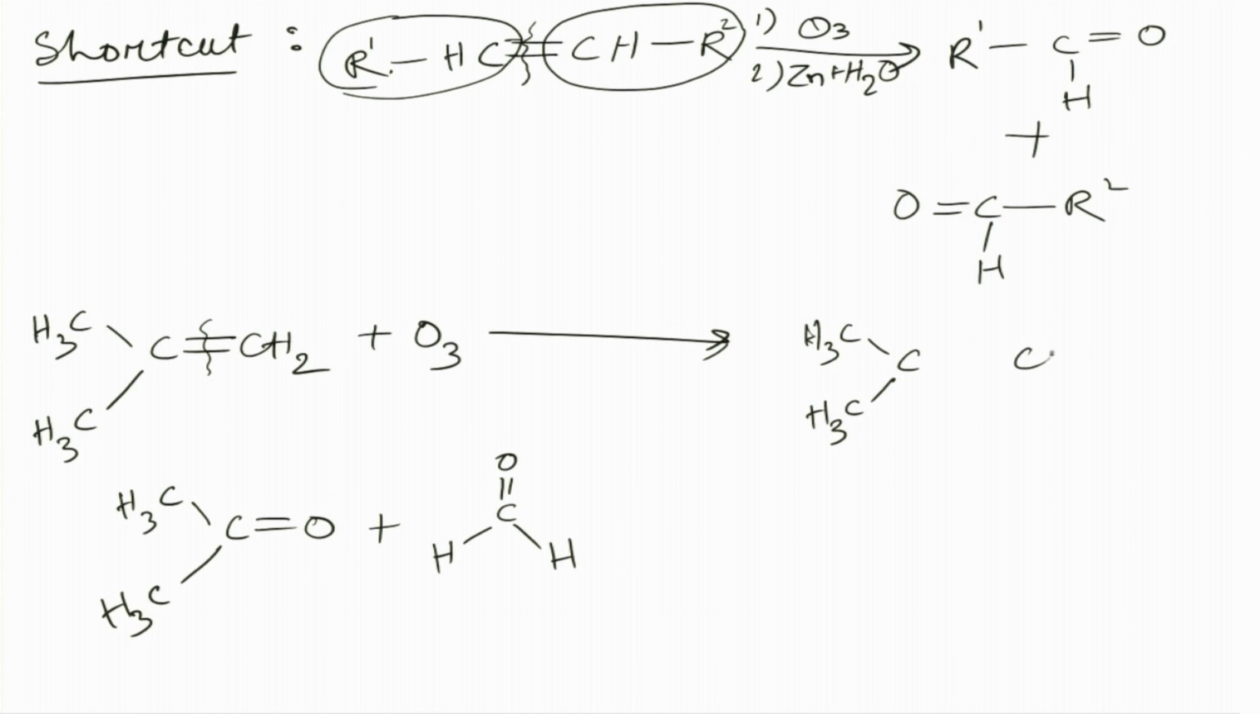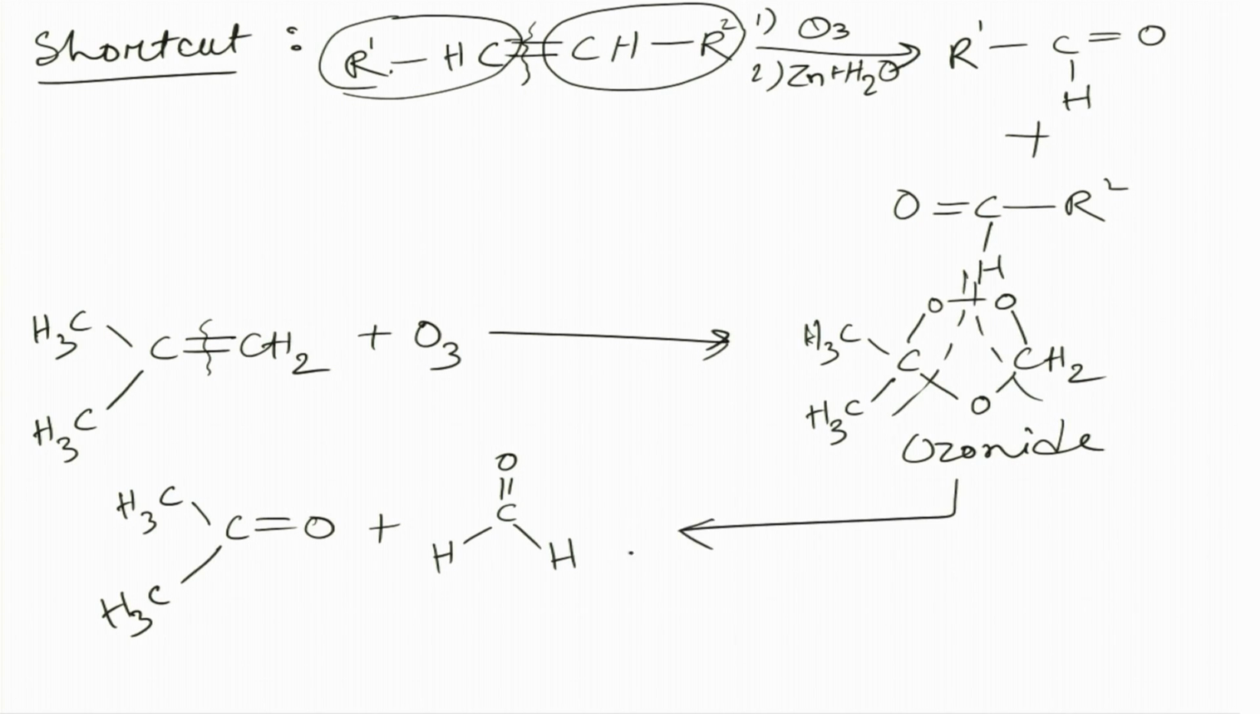We will write the full structure without the double bond. So for ozonide formation, we have 2 oxygen on one side and 1 oxygen on one side. Okay. So this was the ozonide. Now if we had cleaved like this, then we get these two products. Okay. So this was the ozonolysis of alkenes.